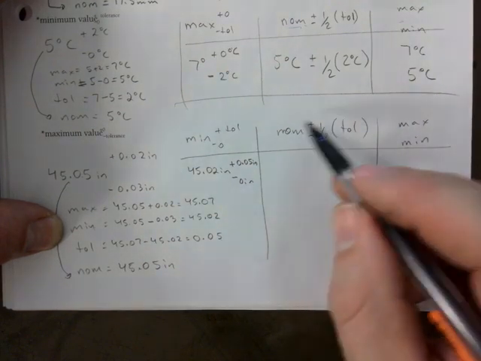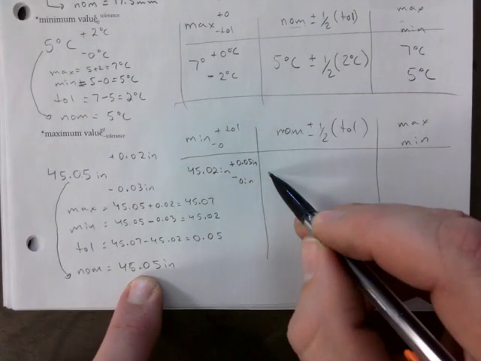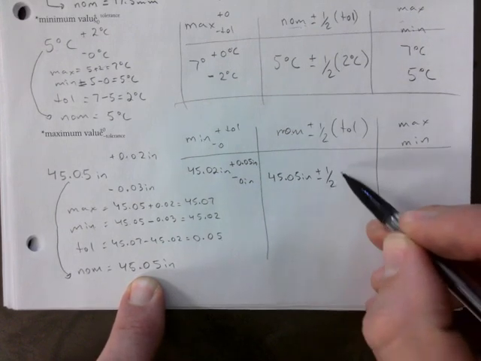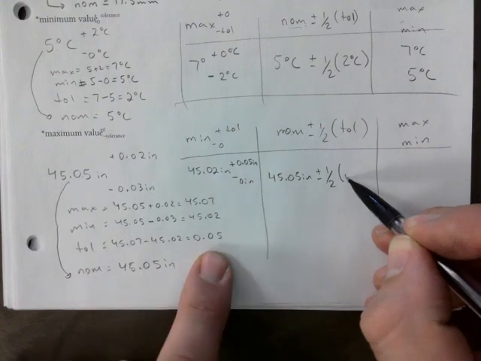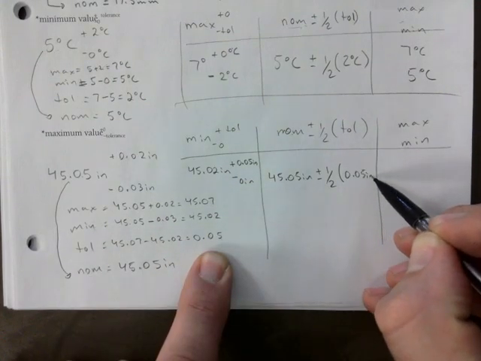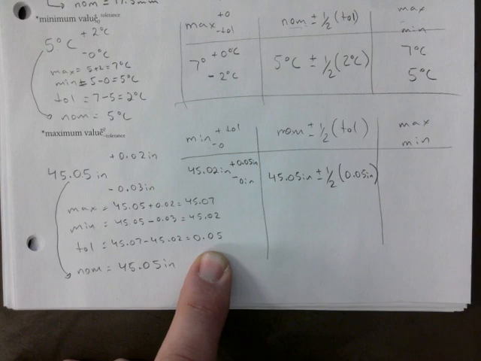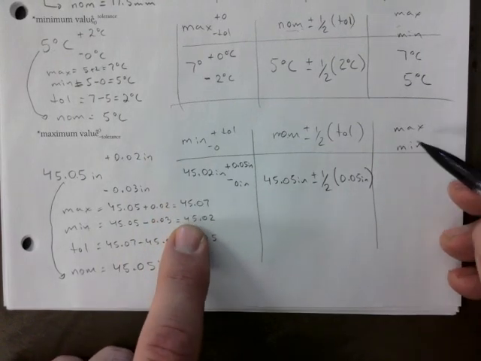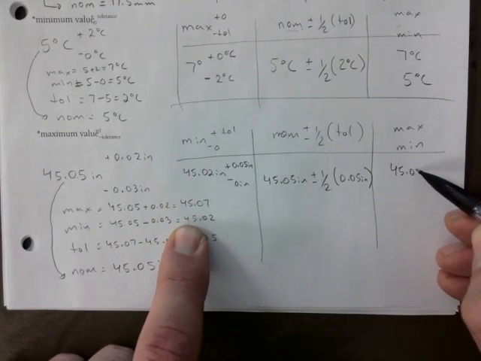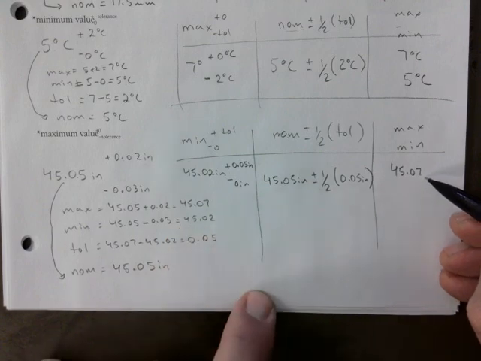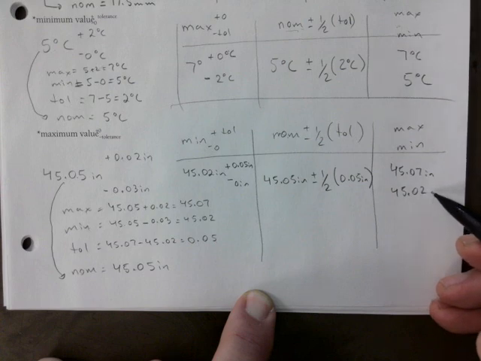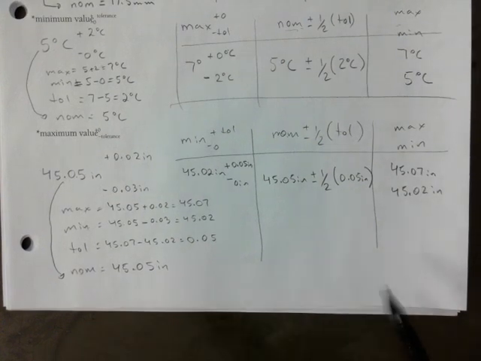The next format looks like this. My nominal is right there, plus or minus. My tolerance is 0.05 inches. Done. Second format is done. This is the easiest one of all, this one right here. You just grab those two numbers and stack them, right? 45.07, which I determined to be the max, and the min is 45.02, which I determined to be the min.